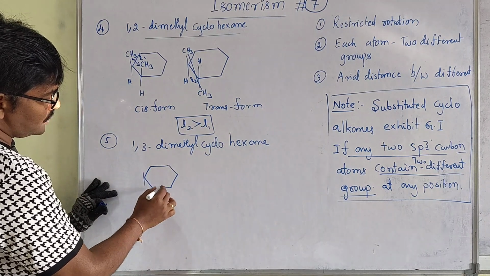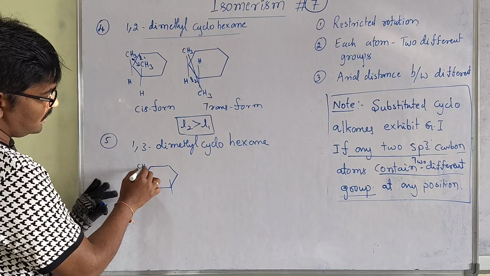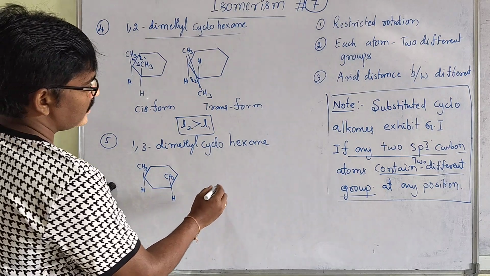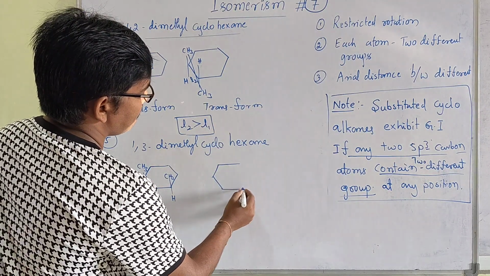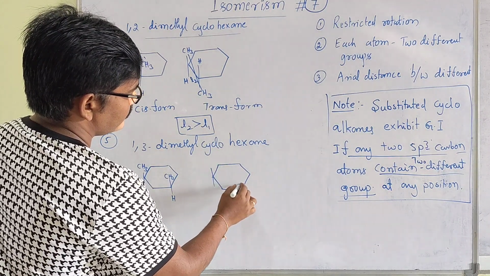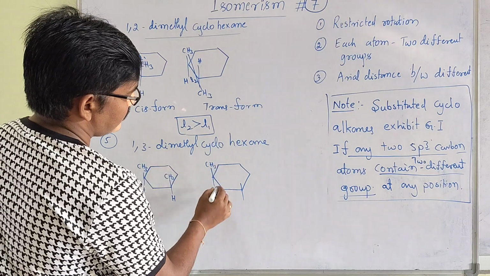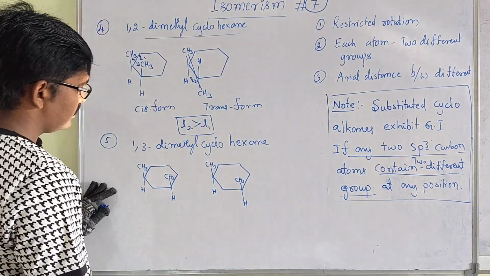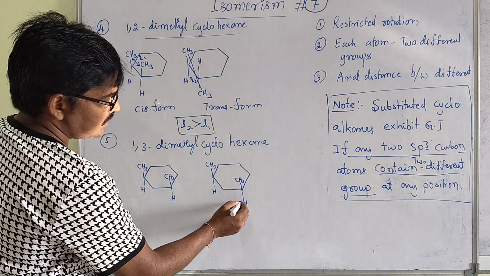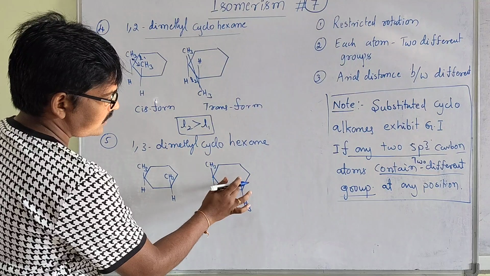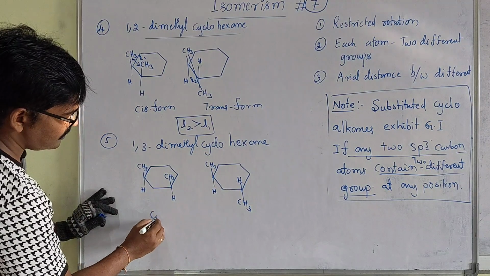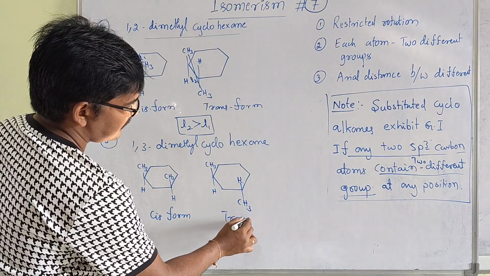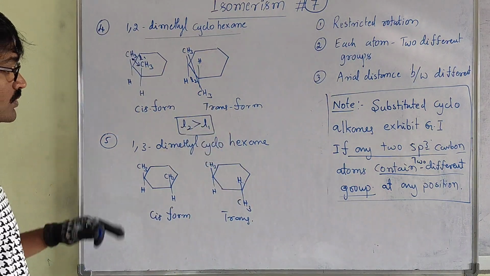Cyclohexane, 1,3 positions. Sir, CH3, then H, then CH3, then H. Even here also, CH3, then H, then CH3, then H, like this. Sir, both are cis form, right? CH3 here, then H here. Then this is cis form, this is trans form. All conditions follow this.